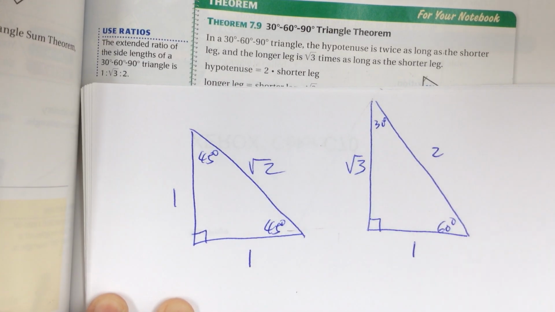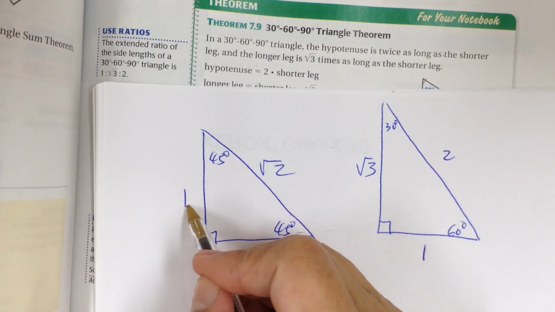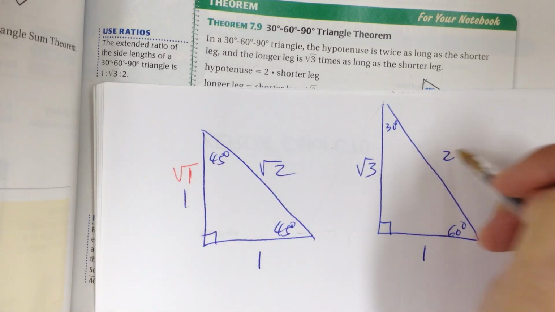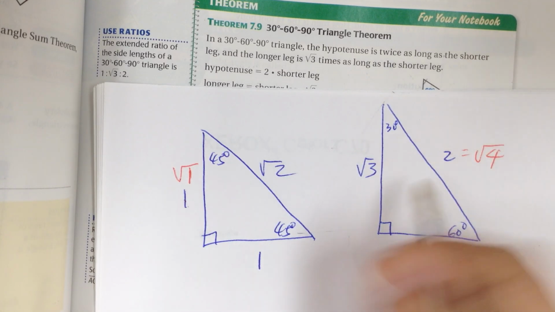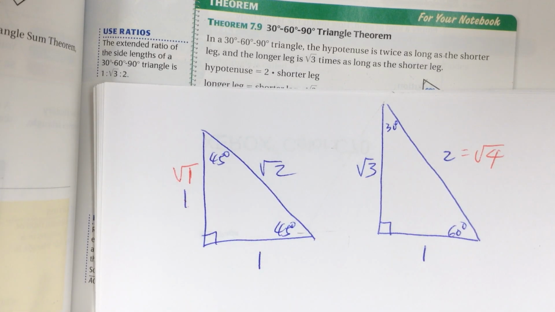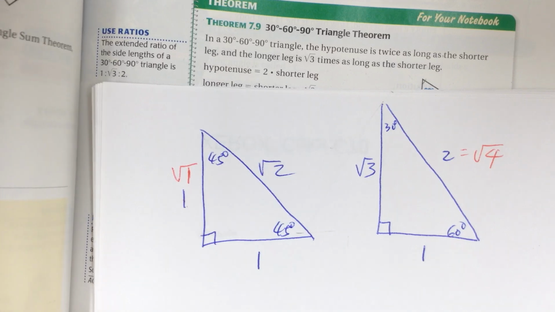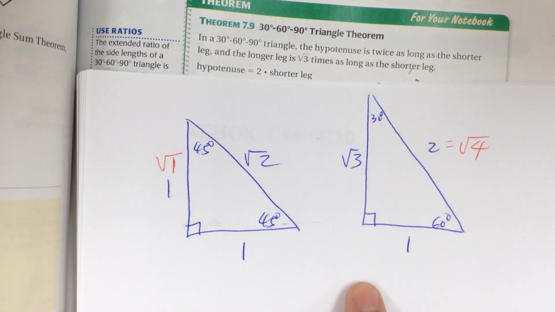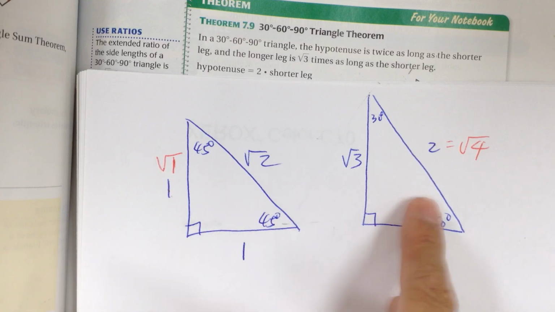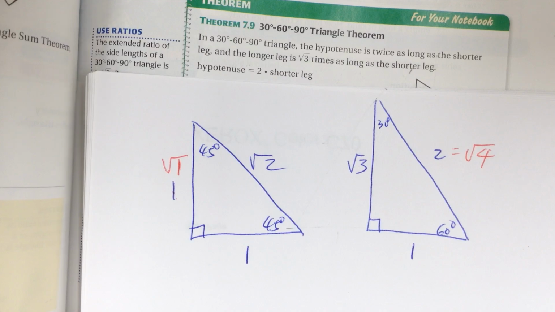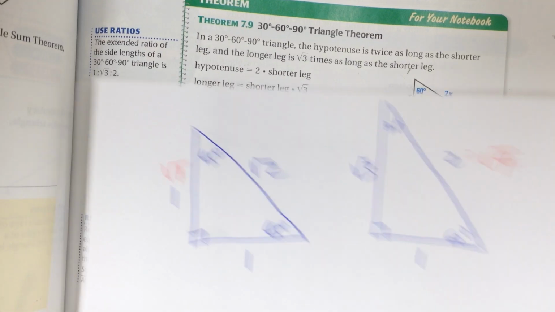Now that's an interesting pattern, because if you notice, 1 is equal to square root of 1. 2 is equal to square root of 4. So you can see square root of 1, square root of 2, square root of 3, square root of 4. That's just a kind of interesting pattern. If you arrange it this way, make sure you know these 2 special triangles. These are super, super important, and you're going to use them a lot to solve a lot of problems.